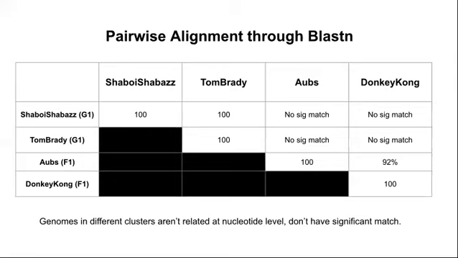In this table, we show ShaboiShabazz simply compared to Tom Brady because they're almost identical. Note that Tom Brady is 2 nucleotides longer than ShaboiShabazz, so they are unique sequences.